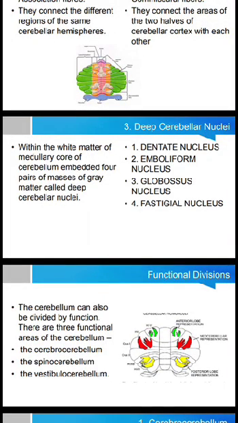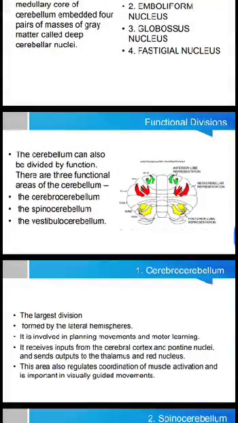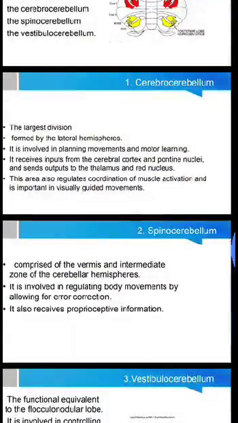So within the white matter, these deep nuclei are embedded. The names of the nuclei are dentate, emboliform, globosus, and the vestigial nucleus. Functionally, the cerebellum can be divided into three: cerebrocerebellum, spinocerebellum, and vestibulocerebellum.